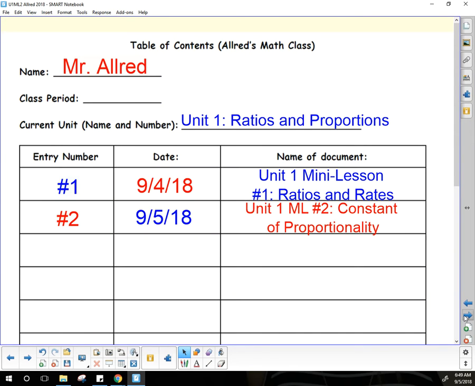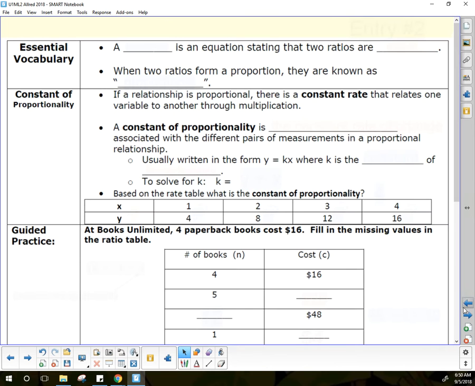Let's get started by making sure our table of contents in our binder is updated. This is the second entry in your table of contents. Today's date is September 5th, 2018. This is Unit 1, mini lesson number 2 on the constant of proportionality. That's what you're watching right now. Let's get started with it by writing entry number 2 on the top right-hand side corner of the page.